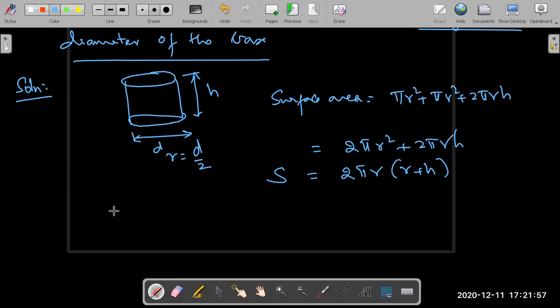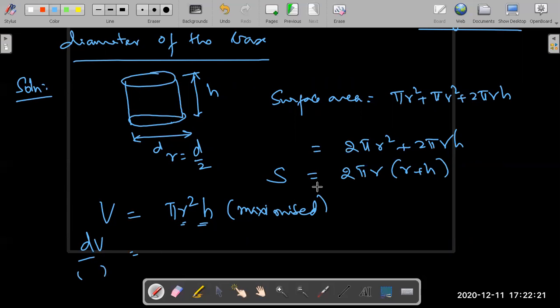So this is fixed, and we need to maximize the volume. Volume equals pi r square h. So this is to be maximized. In all these cases, we have two variables, r and h. We have to eliminate one of them so that we can do a dV by something. That's what we need to do. For that, we use this to eliminate that.